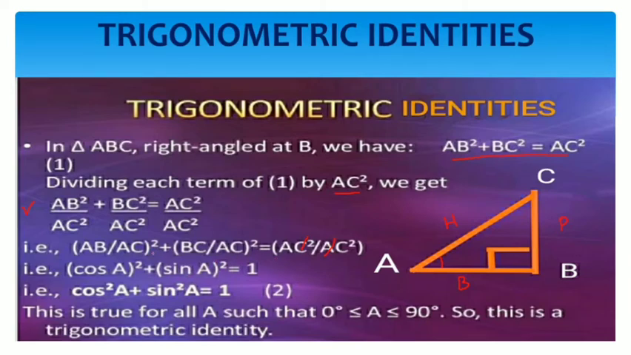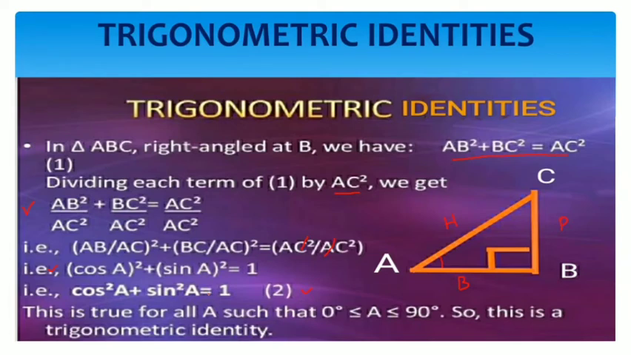So our equation is changed in this one. Now cos A whole square can be written as cos square A, sin A whole square can be written as sin square A equals to 1. So this is our first identity, that sin square A plus cos square A equals to 1.